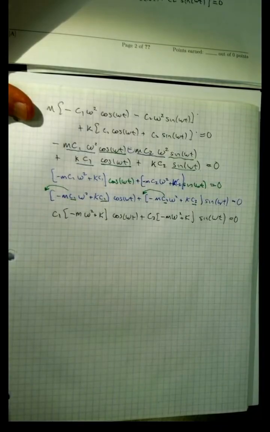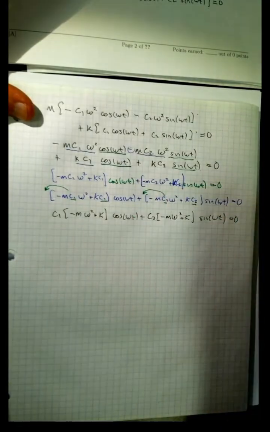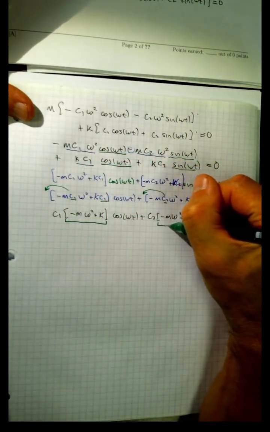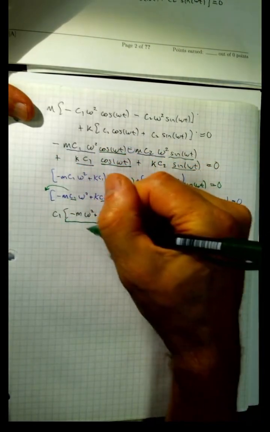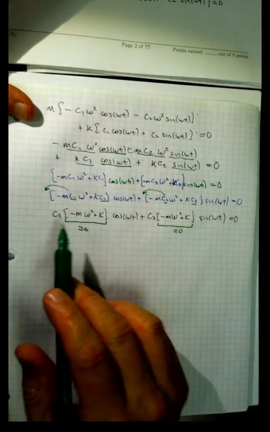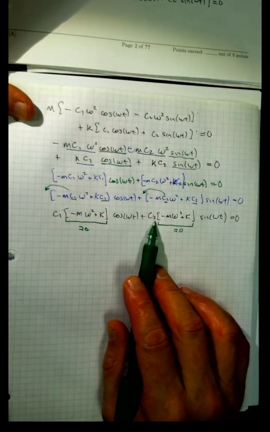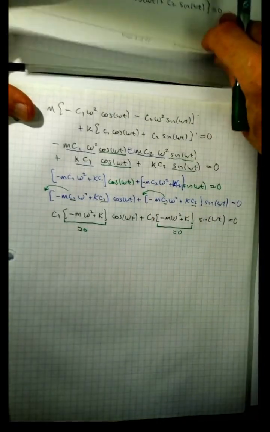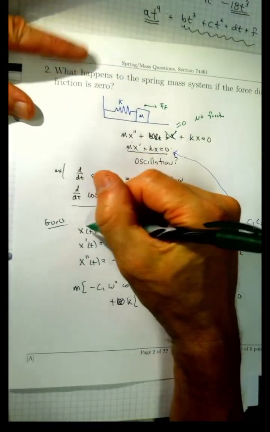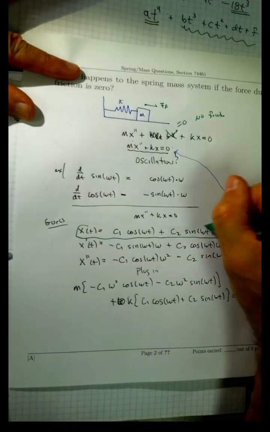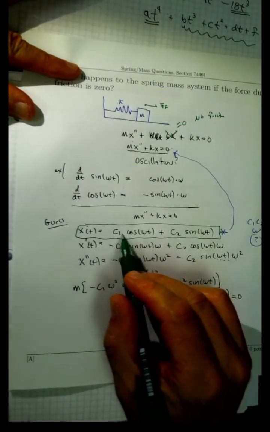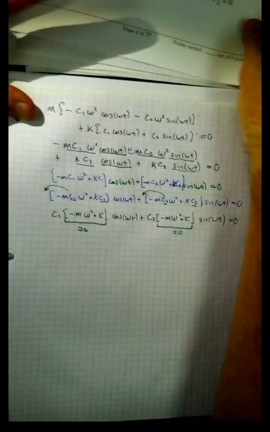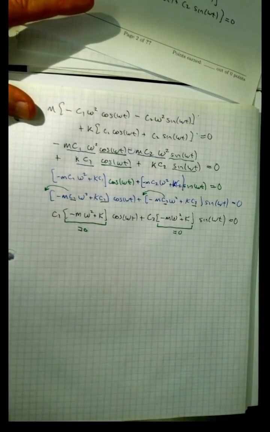The only way this can be equal to 0 for all time is if these coefficients are 0. And note I don't want C1 and C2 to both be 0. If they're both 0, right, what was my assumption? My assumption was x of t is equal to that. If both of these are 0, x is 0, and it's not going to be a solution. So that's out.